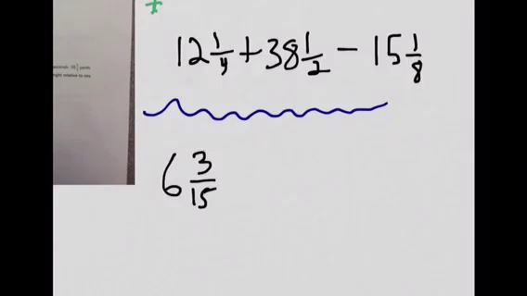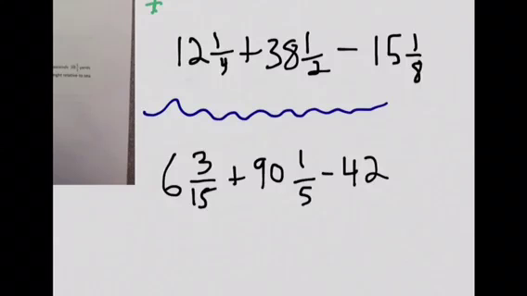I'll do 3/15 plus 90 and 1/5 and minus 42, and I'll do something a little bit more difficult, 3 ninths. Okay, there we go.